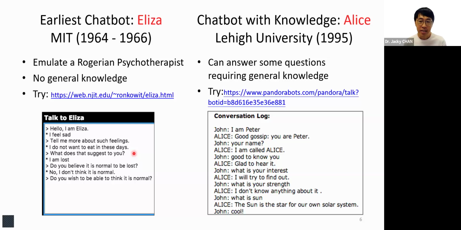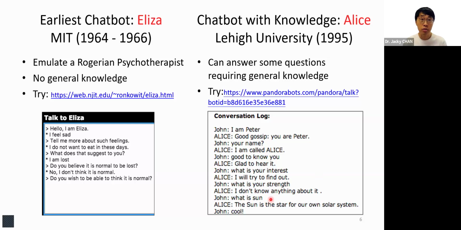So that's Eliza. And then we have Alice, in 1995, by another group of people at Lehigh University. Again, it is a chatbot, but this time with general knowledge. They're trying to answer the questions with general knowledge. We can follow the conversation here, but then we just go all the way to the bottom to this line.